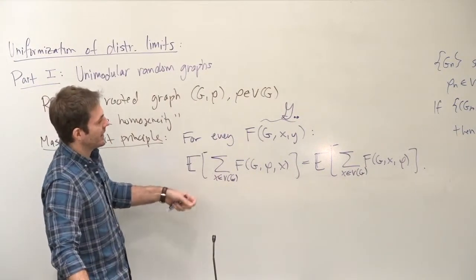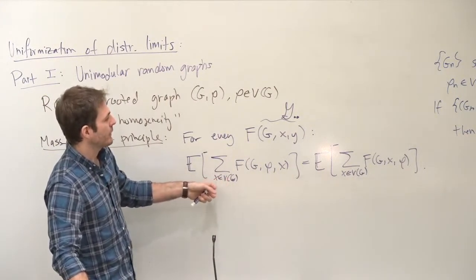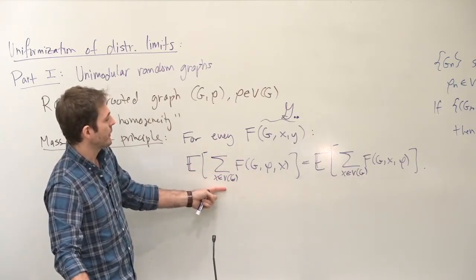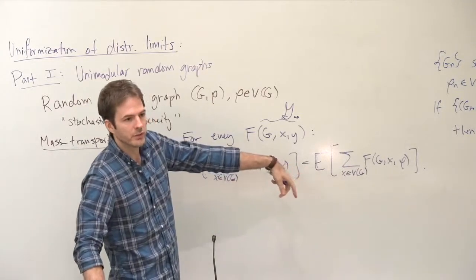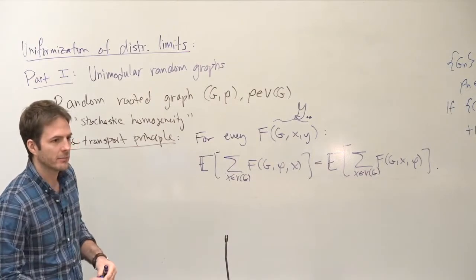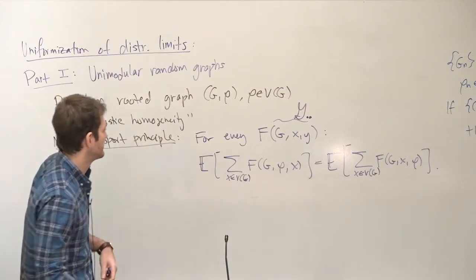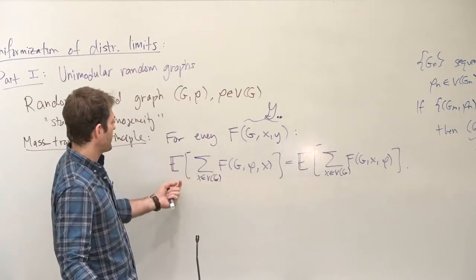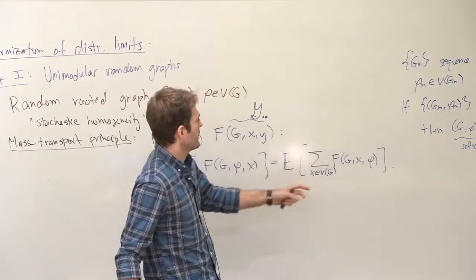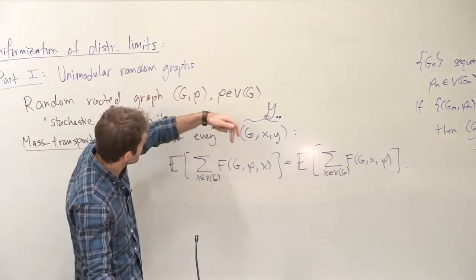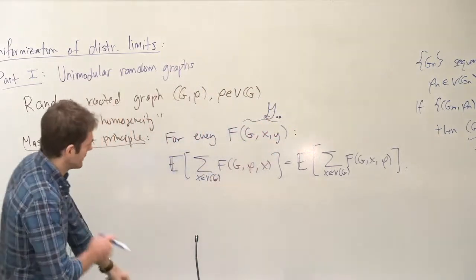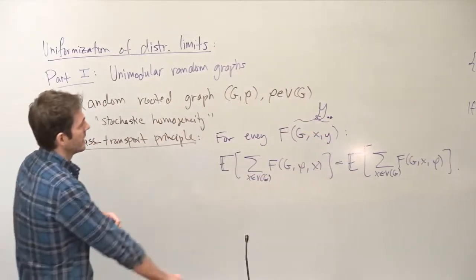So if the graph is finite and I have a flow, then this is just the average flow coming out of a vertex has to be equal to the average flow going into a vertex by rearranging this sum. Here you're summing over rho, and here you're summing over x. They're switched around. So here you're summing over the first coordinate and then the second. Here you're summing over the second coordinate and then the first.